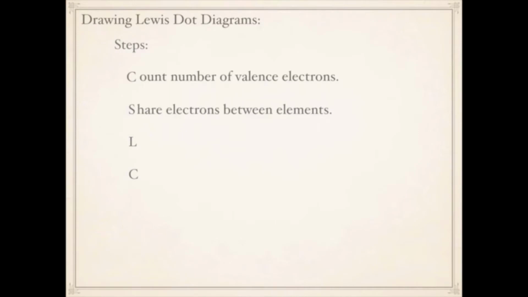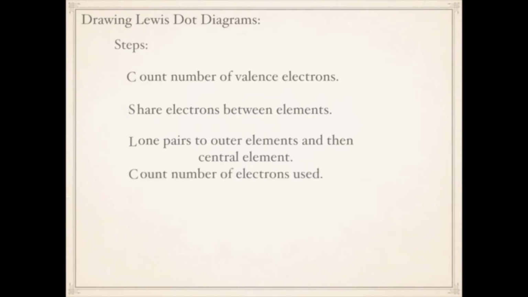Next, you're going to share electrons between elements. Then you're going to add lone pairs to the outer elements and then to the central element, and we'll look at that. And then you're going to count the number of electrons used, and that needs to match the number of valence electrons. If it doesn't, then we have to problem solve, and we'll get to that in class. So I'm going to show you how to draw the Lewis dot diagram for water and for phosphorus tribromide.